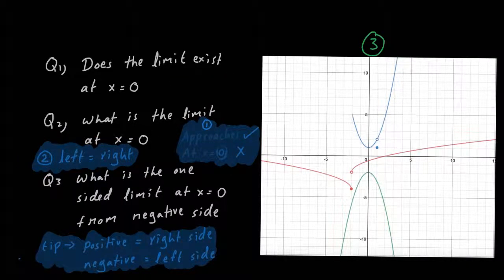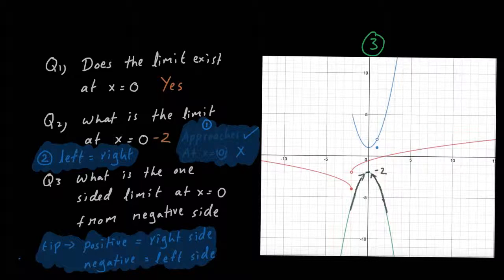The green graph can be your third possible question. So question 1. Does the limit exist at x equals 0? We can see that if we approach from the negative side, as we approach 0, we are approaching negative 2. And if we approach from the positive side, we are approaching negative 2 as well. Hence, does the limit exist? Yes.